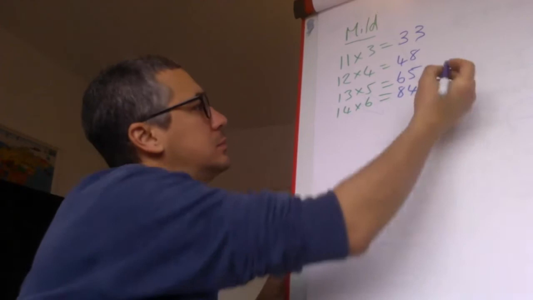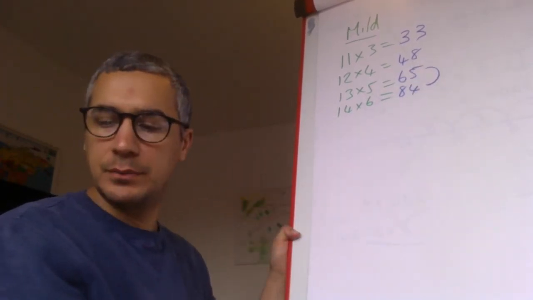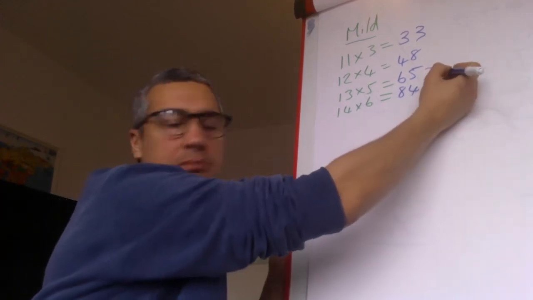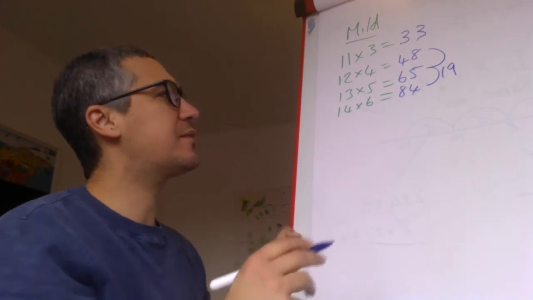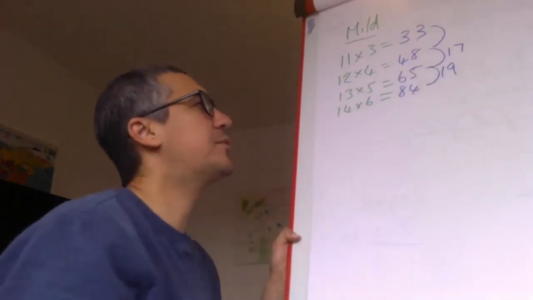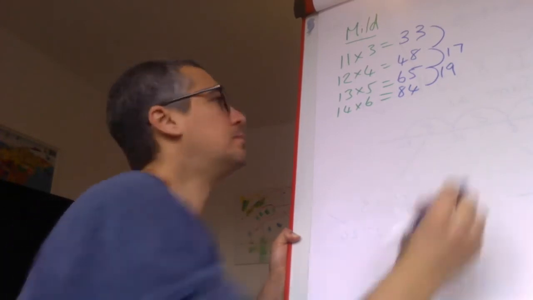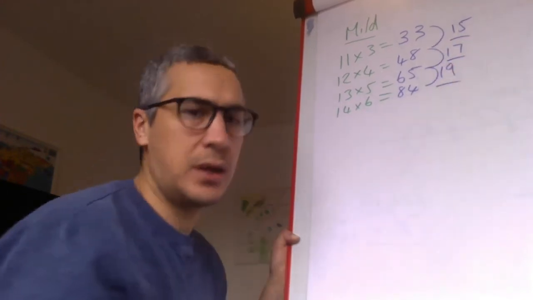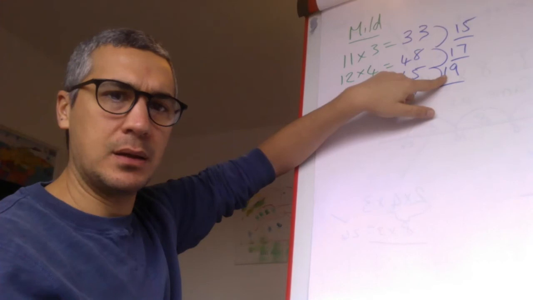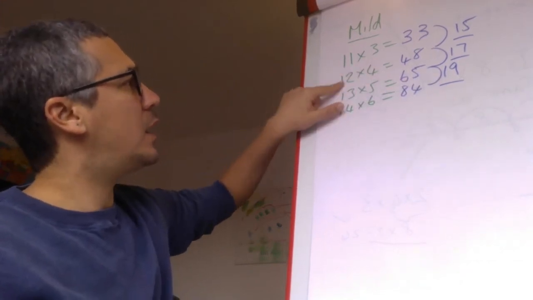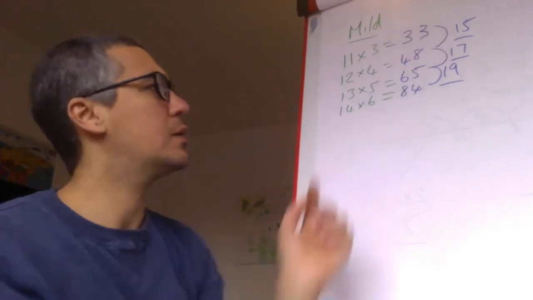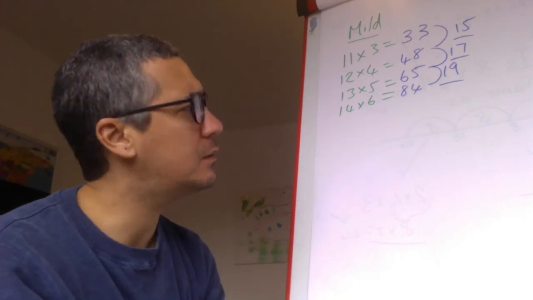If I do 84 take away 65, what do I get? 84 take away 65. I think I get 19. And if I take away 48 from 65, I get 17. And if I take 33 from 48 away, I get 15. So now 15, 17, 19, there's a pattern there. Add 2, 17, add 2, 19. And if I look at my numbers, 11, 3, add 1, add what? Add 1, add what? That's 2. There's a difference of 2 going on there. So this is when maths turns a little bit like magic, and you start thinking, right, okay.